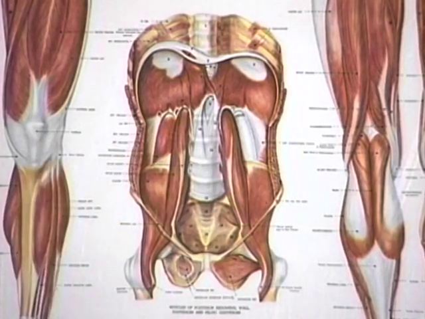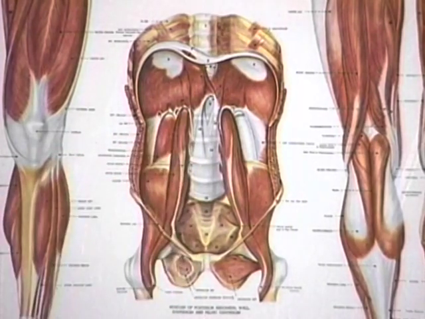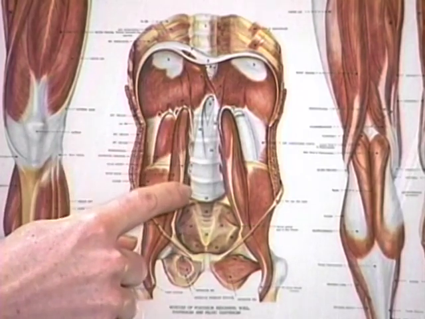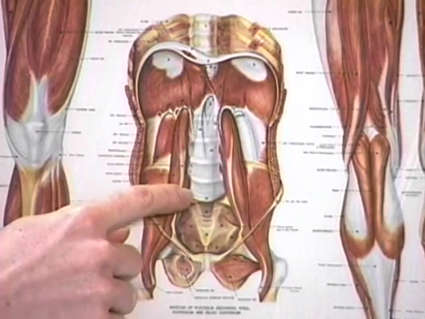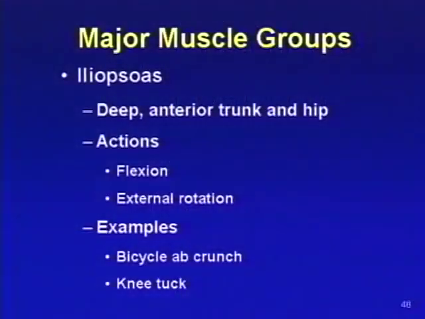What I want you to notice about the iliopsoas muscle is that it's actually associated with the lumbar spine. It originates on all of the bodies of the lumbar spine as well as the last thoracic vertebrae. This has important implications in all activities involving the trunk, and we'll get to that in a moment. But let's talk about the actions of the iliopsoas. The major action of the iliopsoas is flexion of the hip. It's also involved in external rotation of the hip.